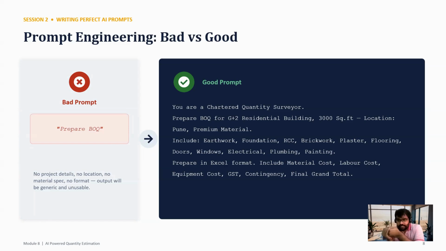Chartered quantity surveyor. Then prepare a BOQ for a G plus 2 residential building, 3,000 square feet building area, location Pune, premium material, include earthwork, foundation, RCC, brickwork, plaster, flooring, doors, windows, electrical, plumbing, painting. Prepare in Excel format, include material cost, labor cost, equipment cost, GST, contingencies, and final grand total. Is there anything missing in the prompt?